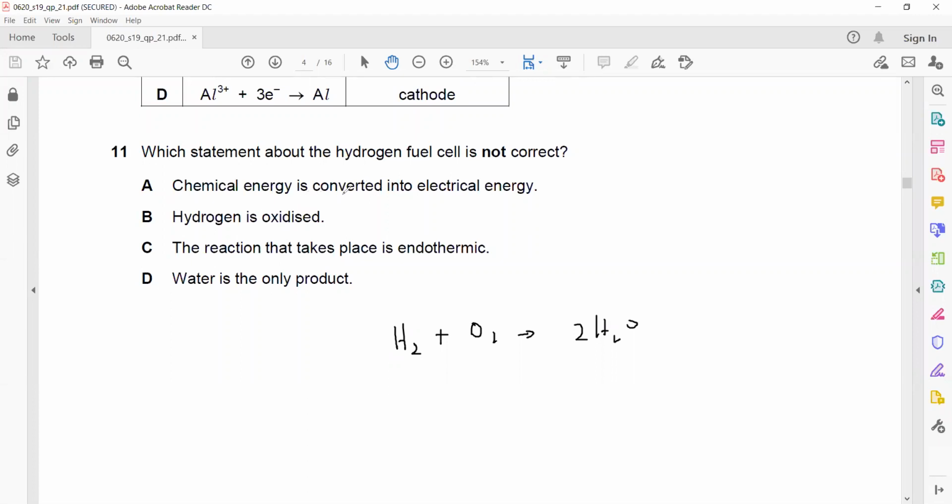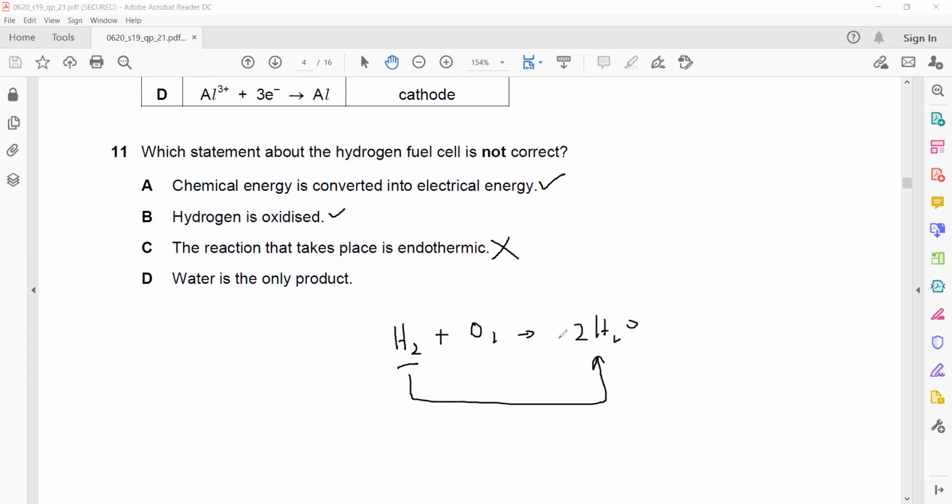A chemical reaction in which chemical energy is converted into electrical energy. That's true. Hydrogen is oxidized. The term oxidation means addition of oxygen. That's true, because first hydrogen does not have any oxygen, but it is having oxygen now. The reaction that takes place is endothermic? It is an exothermic reaction, not endothermic.